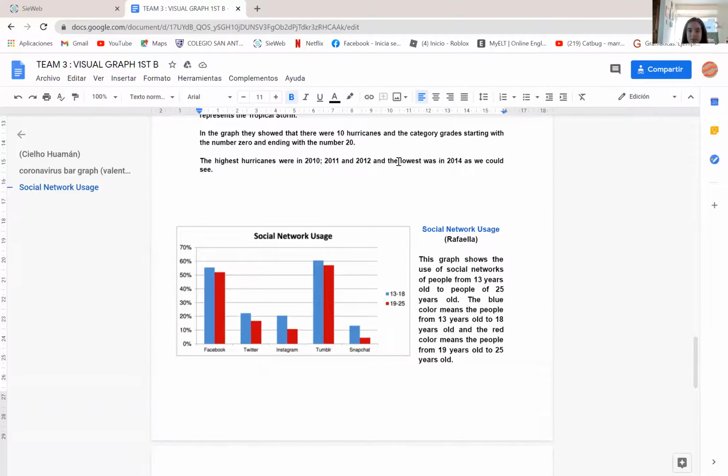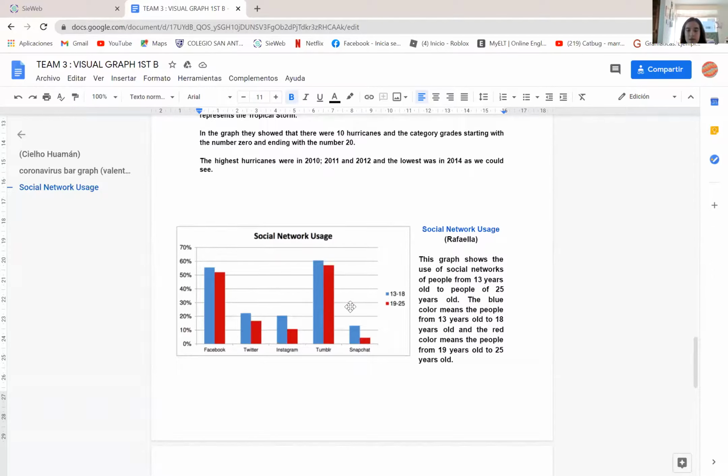Good afternoon, Miss Milagros and friends. Today I'm going to talk about my bar graph. This graph shows the use of social networks of people from 13 years old to 25 years old. The blue color means the people from 13 years old to 18 years old, and the red color means the people from 19 years old to 25 years old.